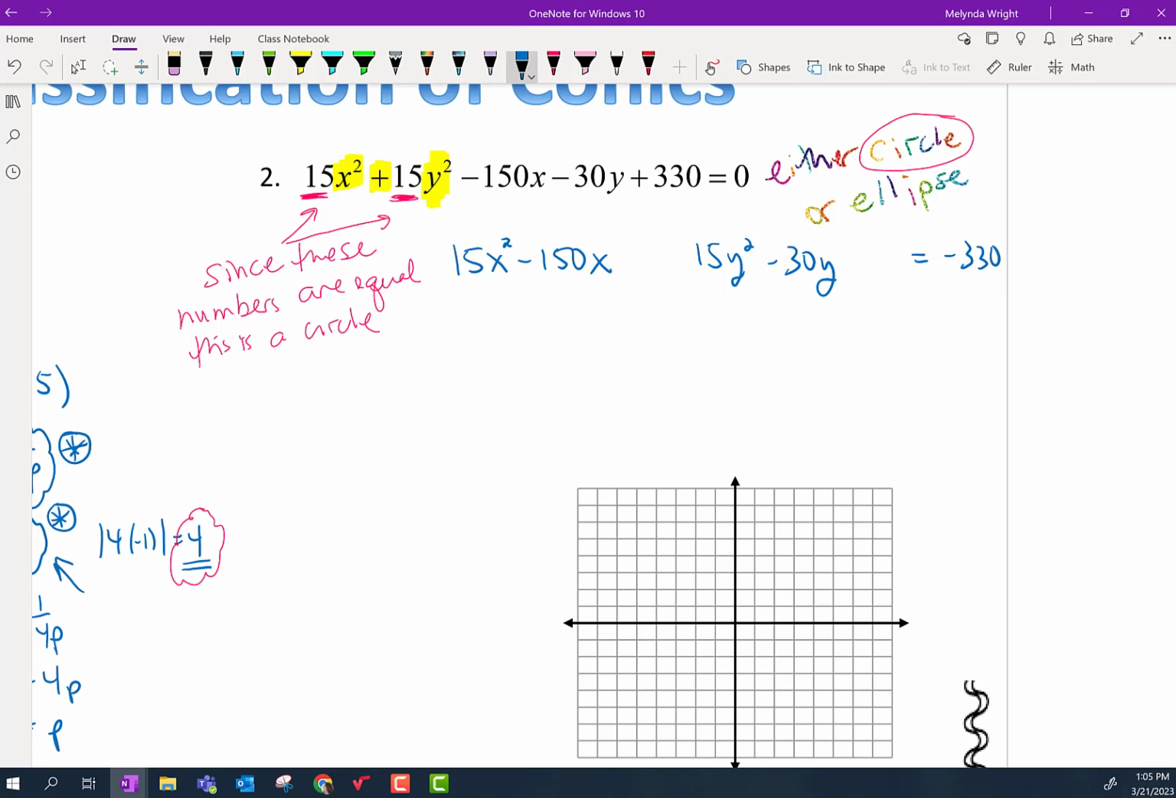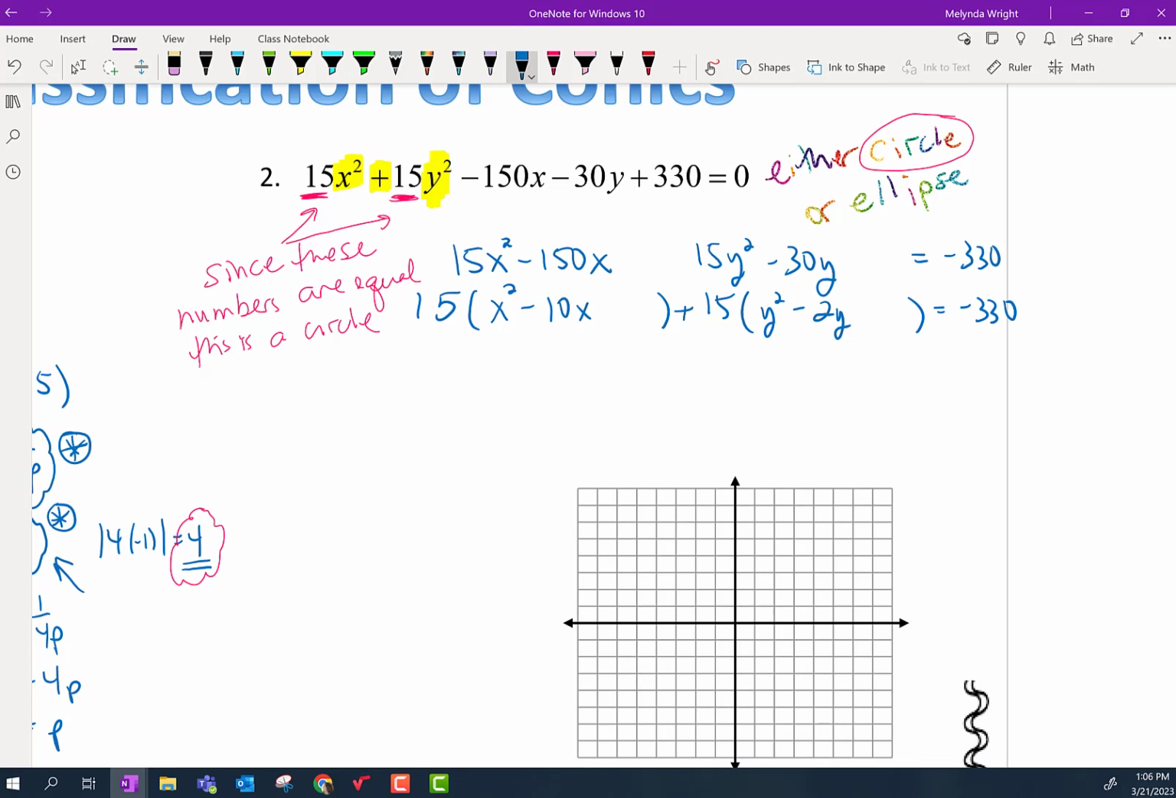Now recall, I cannot complete the square if the number in front of the squared variable is not 1. That has to be a 1. So I have to factor. Got to factor out of those two terms. So we factor 15 out. So I've got 15, that gives me x squared minus 10x, 15, that gives me y squared minus 2y.